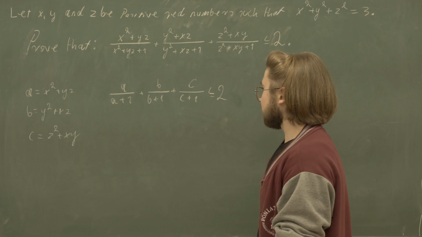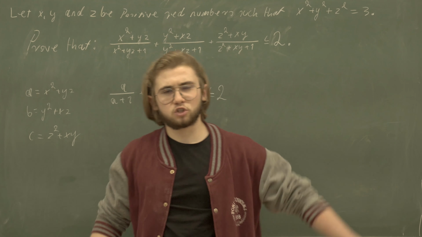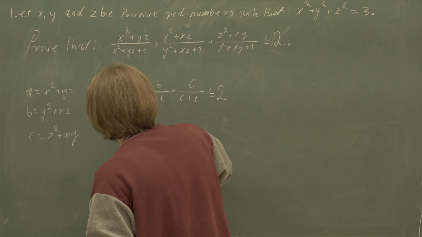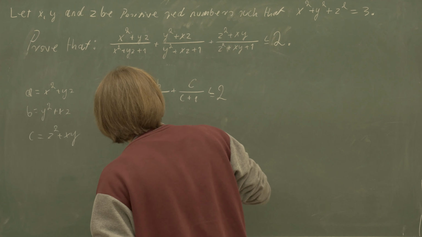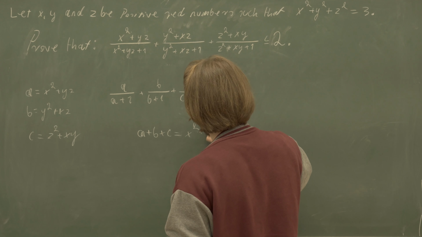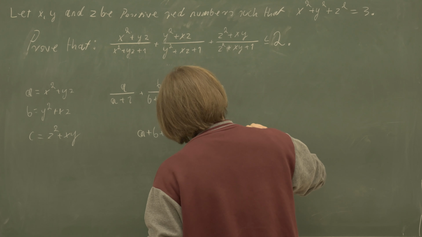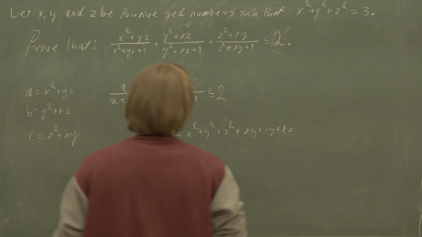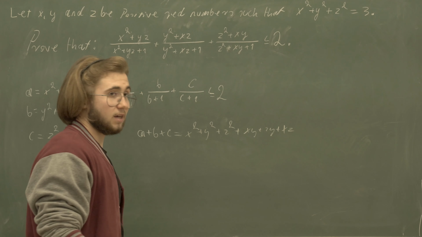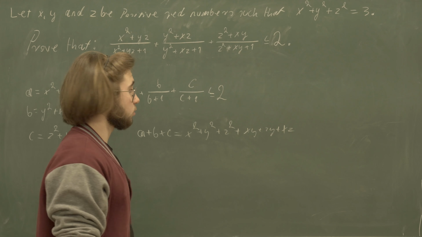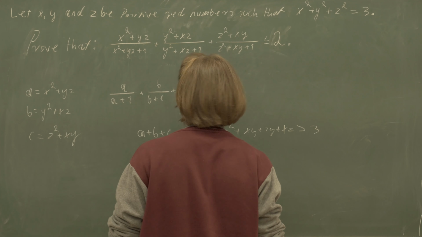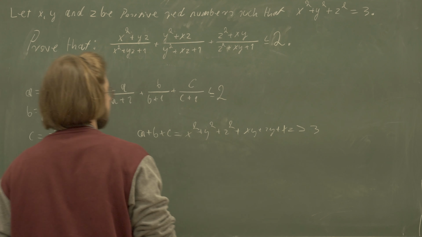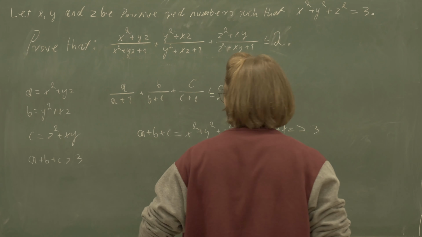Okay, lovely. Obviously, our condition changes dramatically, because x squared plus y squared plus z squared was equal to 3, and we see that a plus b plus c is equal to x squared plus y squared plus z squared plus xy plus zy plus xz, which, as x, y, z are all positive non-zero real numbers, is strictly greater than 3. And so what we're getting is that a plus b plus c is strictly greater than 3. That's actually a rhyme, it's a nice one.